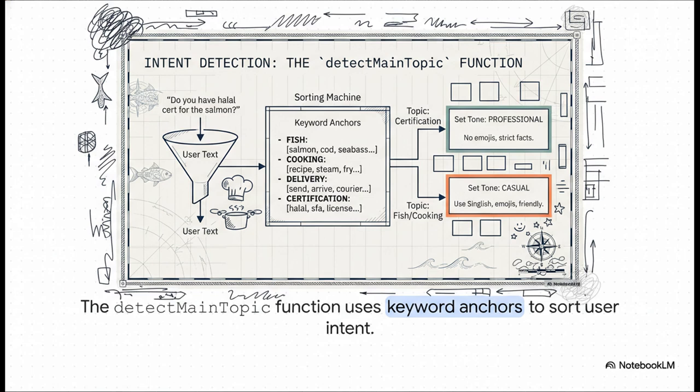You can think of this like a mail sorter at a post office. It scans the message for certain keywords, words like halal, delivery, or recipe. Based on what it finds, it sorts the message into a topic bucket, like certification or cooking. And this is a super important step, because the topic determines the bot's tone. For certification, it's going to be professional and to the point. For cooking tips, much more casual and friendly.